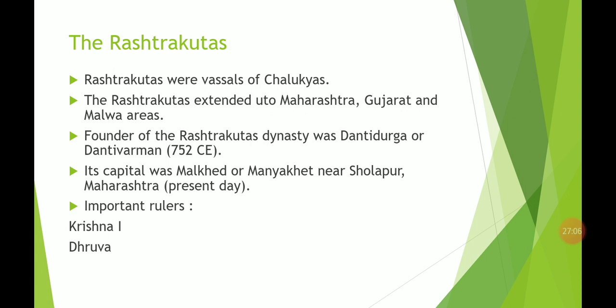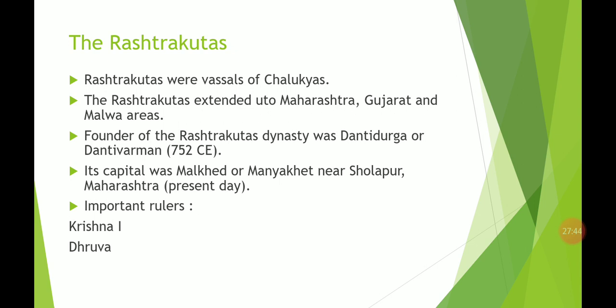The area captured by Dantidurga and the Rashtrakutas was Maharashtra, Gujarat and Malwa. So this was the area ruled by the Rashtrakutas. Who was the founder of the Rashtrakuta dynasty? That is Dantidurga or Dantivarman in 752 CE. Its capital was Malkhed or Maniakhed near Sholapur, Maharashtra. Nowadays it is known as Sholapur, and earlier it was named Malkhed or Maniakhed.